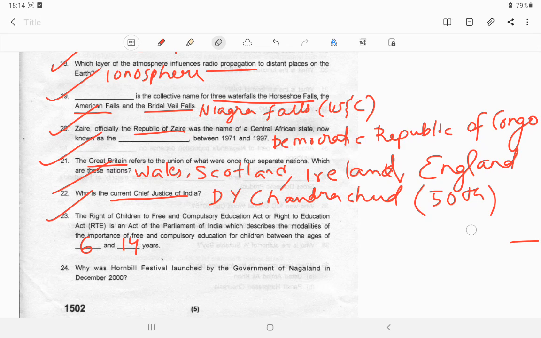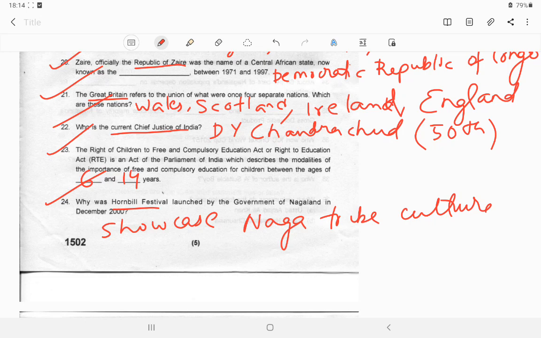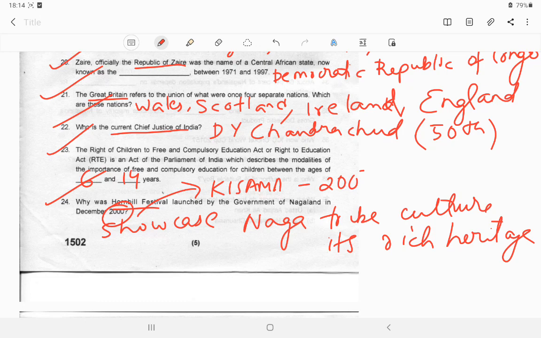Next, why was the Hornbill Festival launched by the government of Nagaland? This question was repeated again in 2017 and 18. The Hornbill Festival was launched to showcase the Naga tribe culture and its rich heritage. It was launched in 2000, and it was shifted in 2003. So remember this.